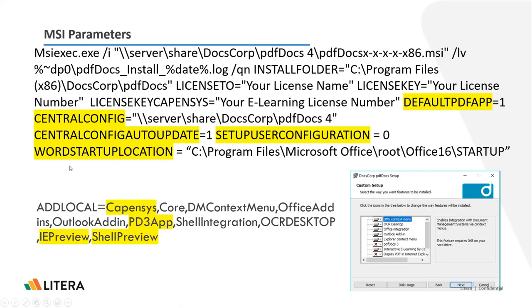So, add local. This does get put on after this over here, but I separated it for clarity. So Capensis, if you install the e-learning Capensis, include that. PD3 app, if you're not upgrading from pdfDocs 3 to pdfDocs 4, take this out. IE preview, if you are not using Internet Explorer any longer, take that out. And shell preview, if you want to be able to preview PDFs in Outlook, please include that.